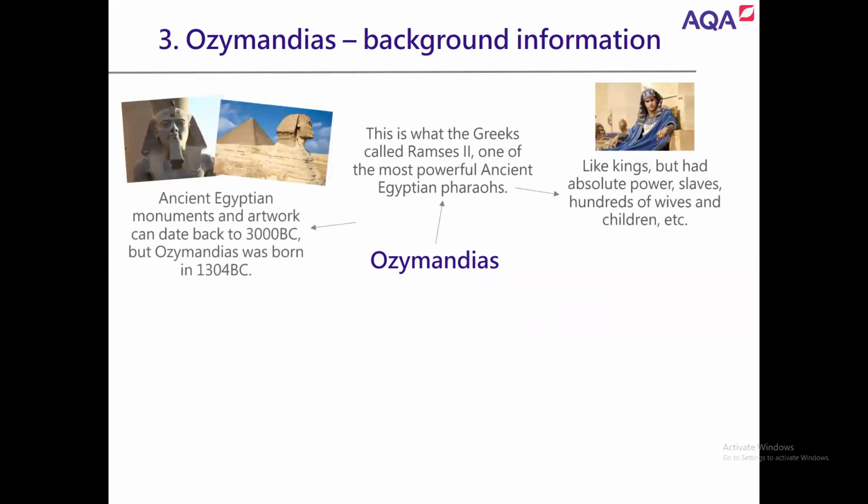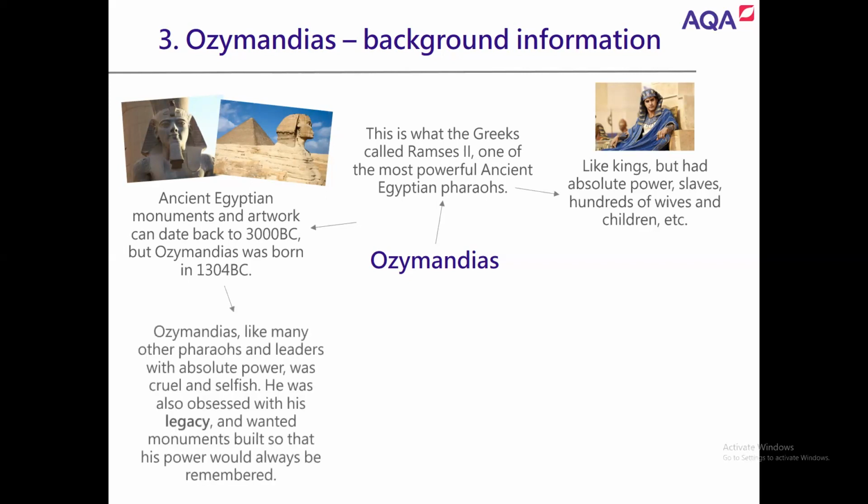Ancient Egyptian monuments and artwork can date back to 3000 BC, so we're talking 5,000 years ago. But Ozymandias was born in around 1304 BC, so it's a little more recent. Ozymandias, like many other pharaohs and leaders with absolute power, was cruel and selfish. He was also obsessed with his legacy, which I'll define in a second, and wanted monuments built so that his power would always be remembered.